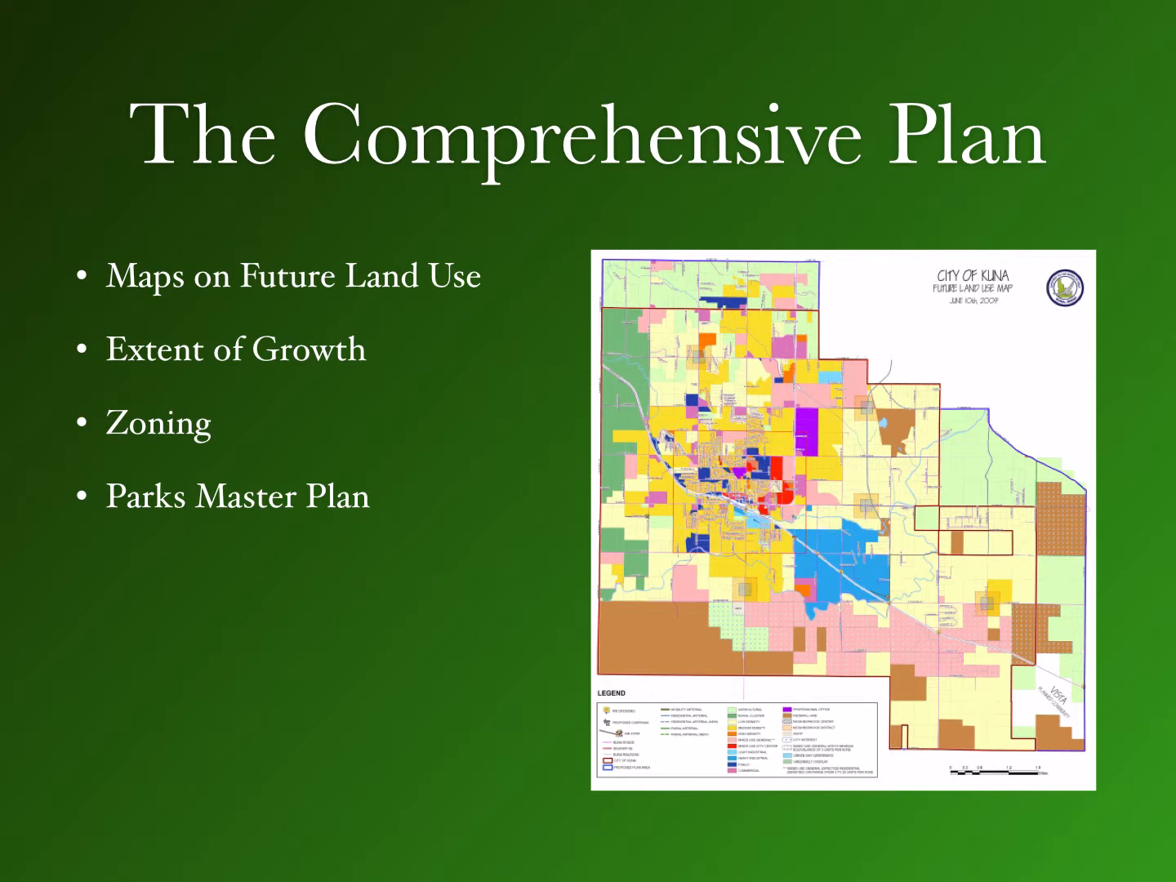Comprehensive plans also include maps showing current and desired future uses of land. This tells the community how and where growth will occur.